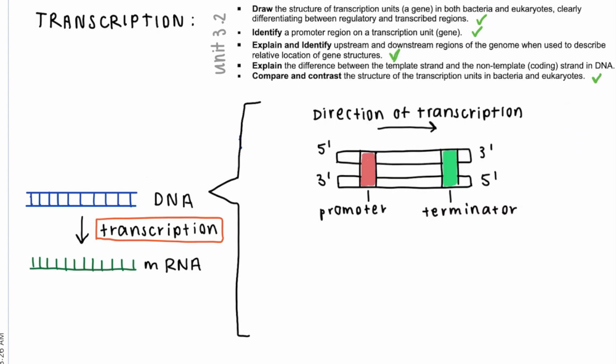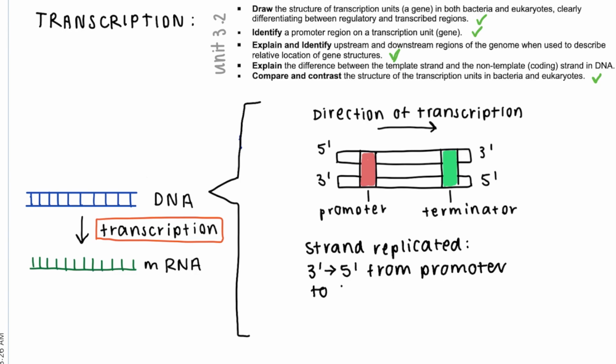Even though the promoter and terminator are kind of on both strands, RNA polymerase doesn't transcribe both because mRNA is a single-stranded product. The strand that RNA polymerase will transcribe is called the template strand, and since we know that it has to go from promoter to terminator and RNA polymerase works from 3' to 5', in this diagram, the template strand is the bottom strand.